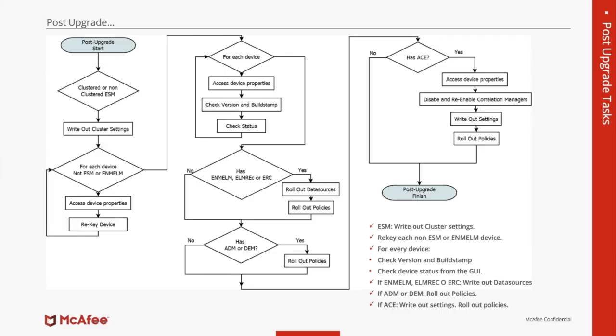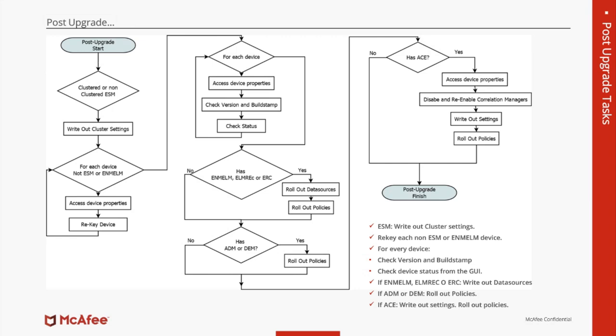From there, on each device that's not an ESM or a combo device, you're going to go in and rekey it. So you're going to access the device properties for all your ACEs and receivers and ELMs and everything, and you're going to rekey them. It's a very important process in 11. That fixes a lot of issues, and it is a major post-upgrade task.